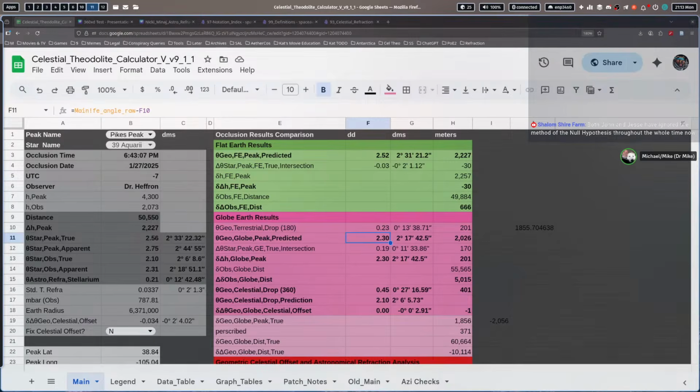Would it be okay for me to answer Dosma's question? Certainly. I understand what he's asking. From the globe Earth perspective, the geometric position is at C13, which is 2 degrees 6 arc minutes. From the flat Earth perspective it is G3, which is 2 degrees 31 arc minutes.